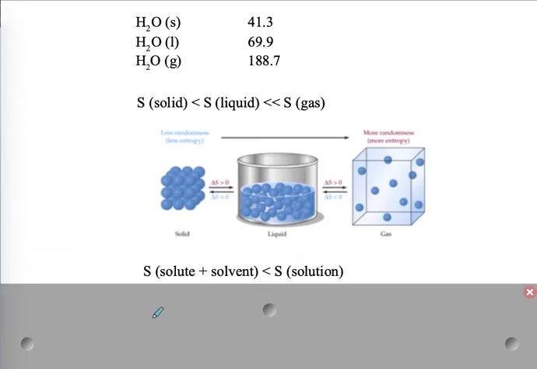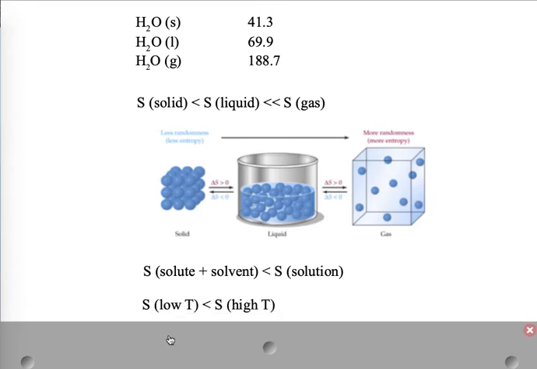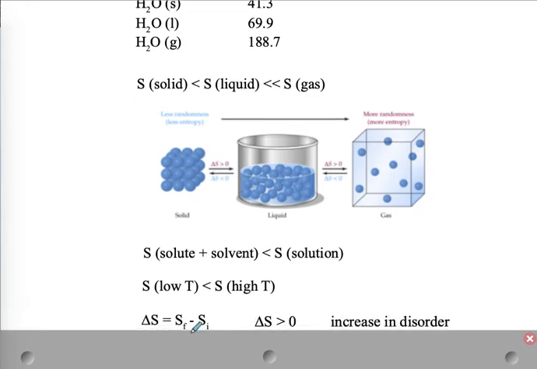It is always the case that the entropy of a separate solute and solvent is less than the entropy of the corresponding solution. So when we dissolve a solute and a solvent, we give the particles now in solution more room to float around in. There are more ways of arranging those particles, more possible arrangements available to the system, and therefore higher entropy. It is always the case that for a given system, the entropy is greater at high temperature than lower temperature because the particles are moving around more.